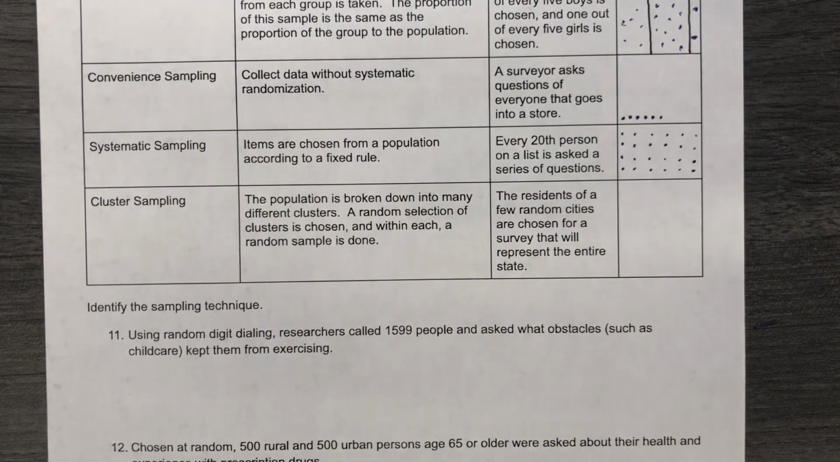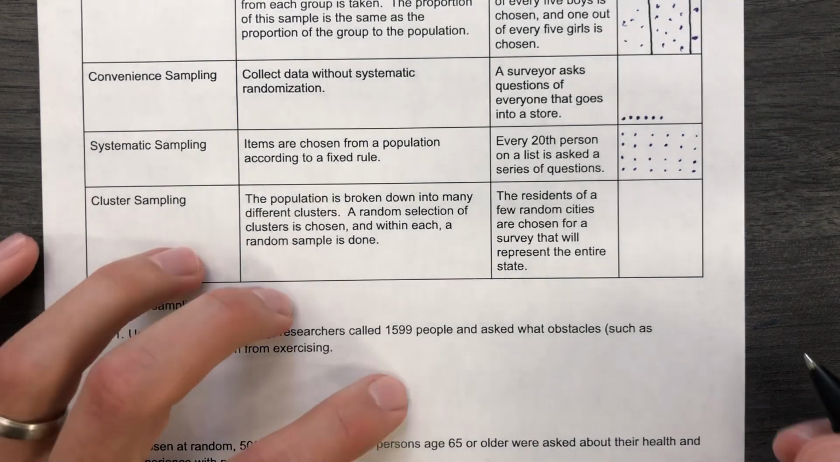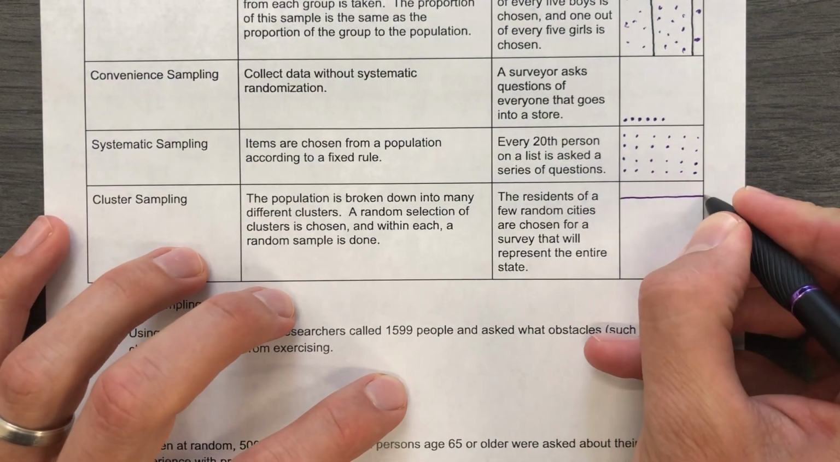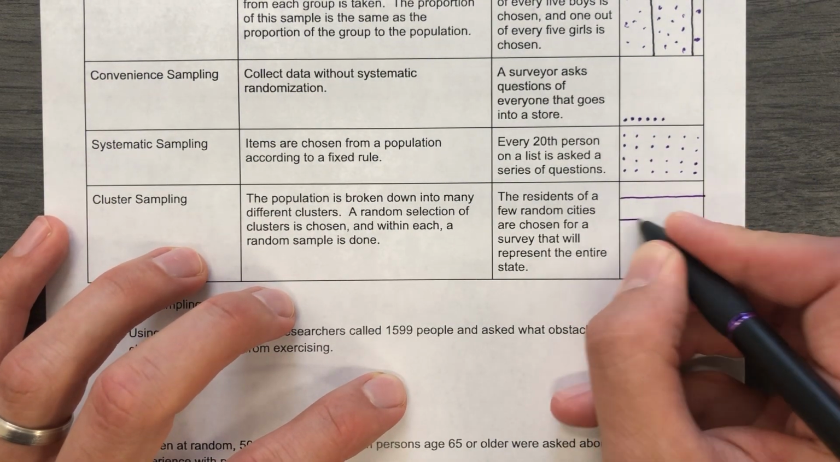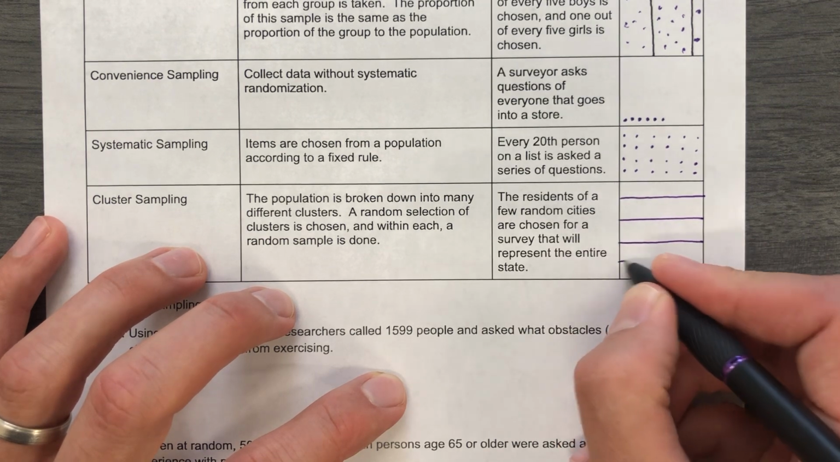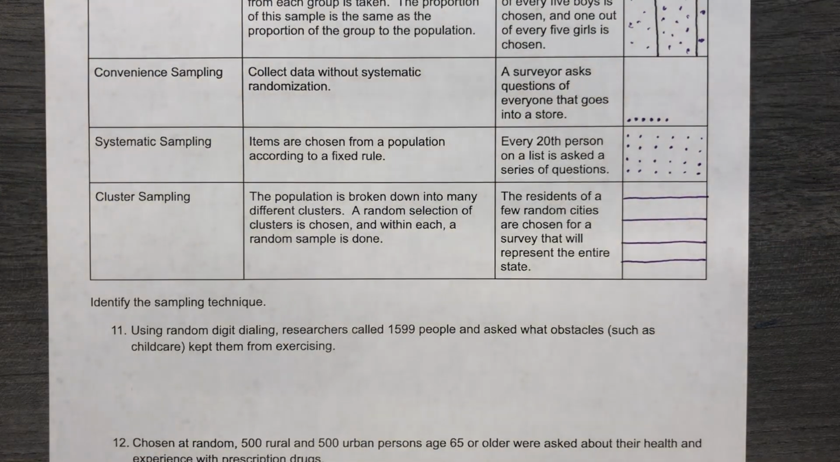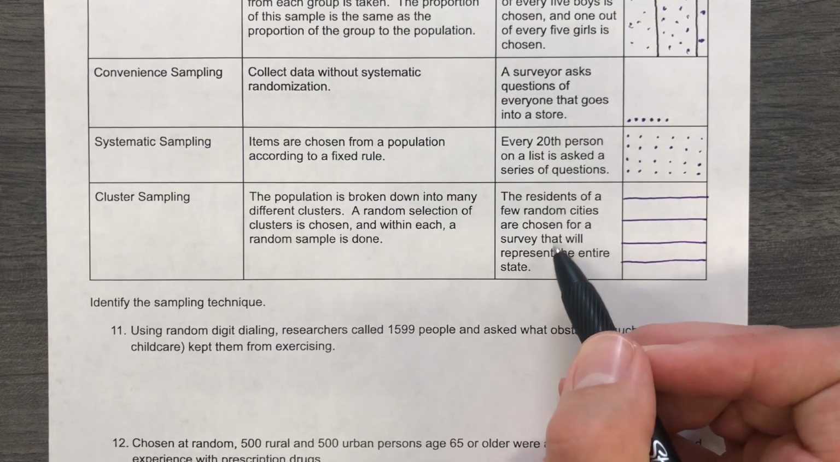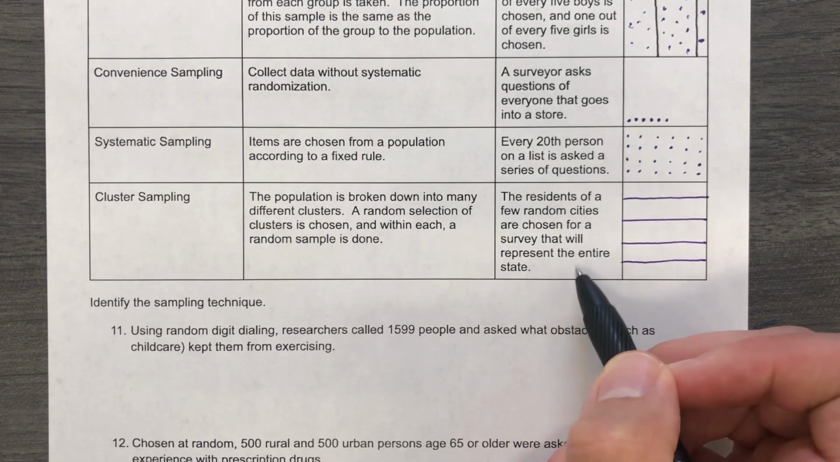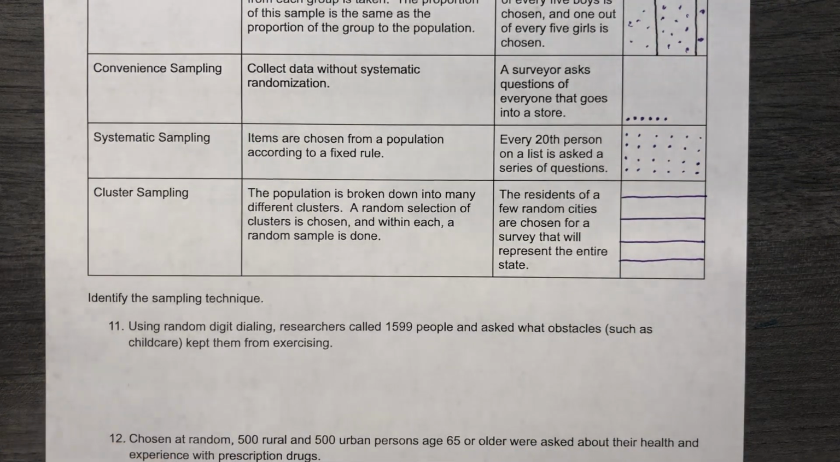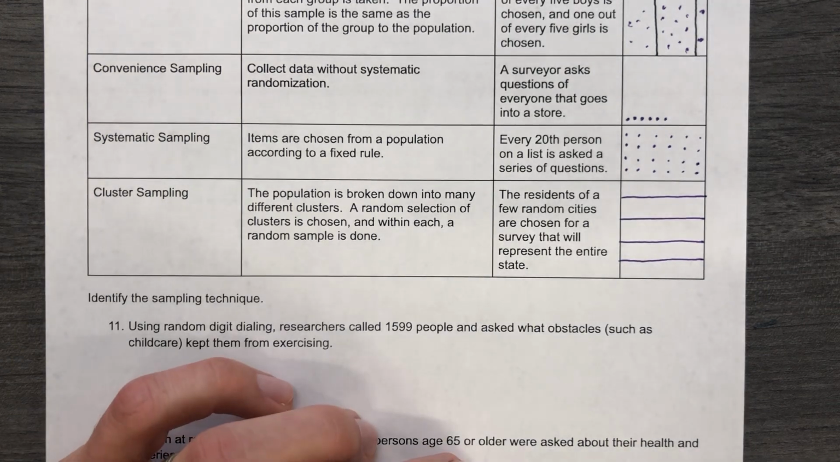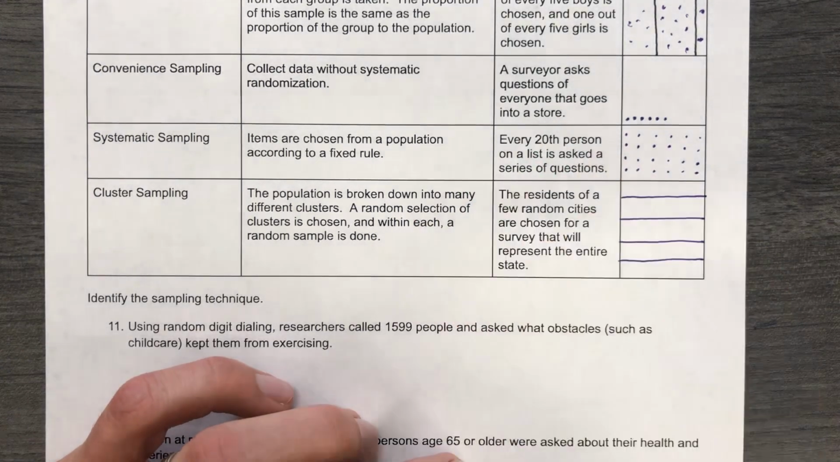Okay, this one is, again, easily confused with stratified sampling. Population is broken down into many different clusters. A random selection of clusters is chosen, and within each, a random sample is done. So what I'm going to do in this one is split it up into different clusters, and mine are going to look equal. They don't necessarily have to. So the residents of a few random cities are chosen for a survey that will represent the entire state. So they pick four different cities from the state, and they choose a few people from those cities.